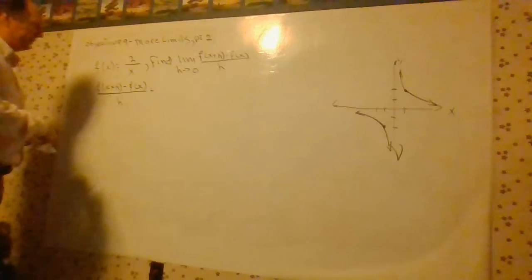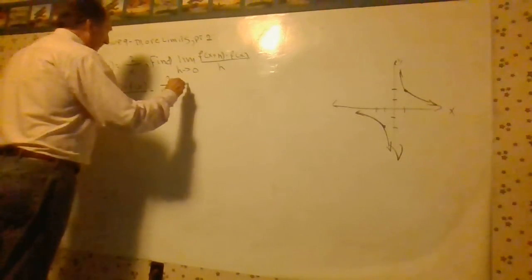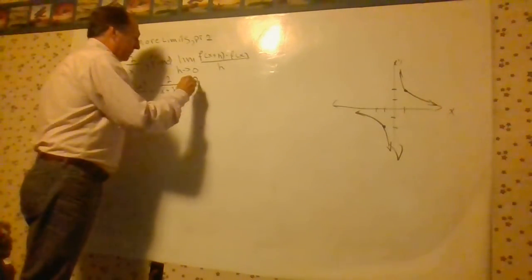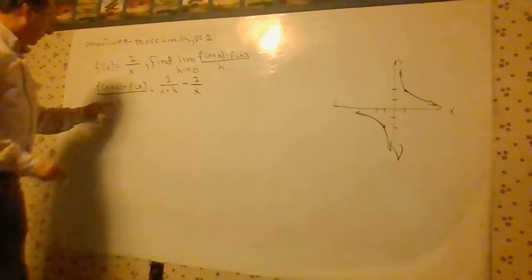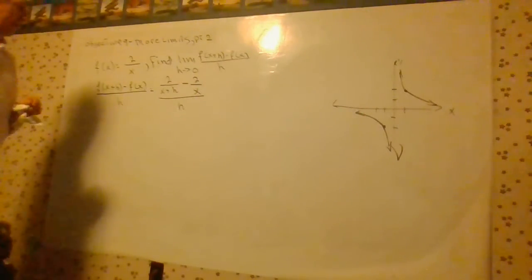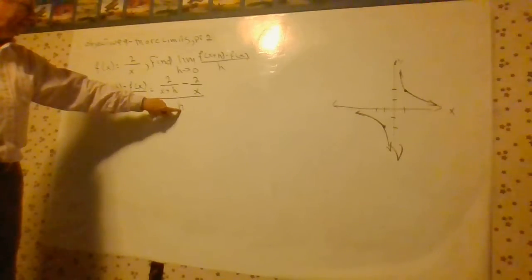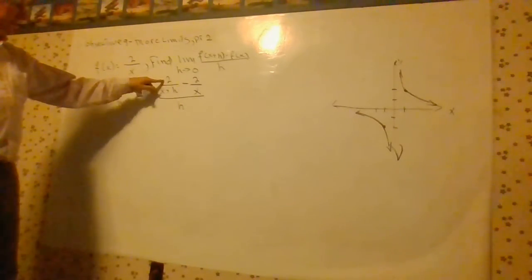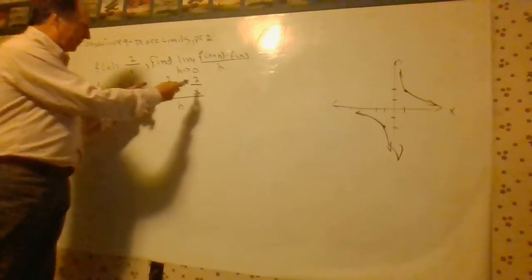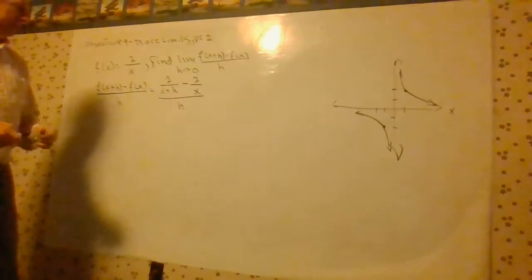f of x plus h is 2 divided by x plus h, minus the original copy of f of x, 2 over x, and then we want to divide by h. Looking at this limit, as h goes to 0, if you put 0 in here, we'd have division by 0. The numerator would be 0. 0 divided by 0 is indeterminate. Somehow we have to subtract these so that we can divide that h out and get rid of the indeterminacy.